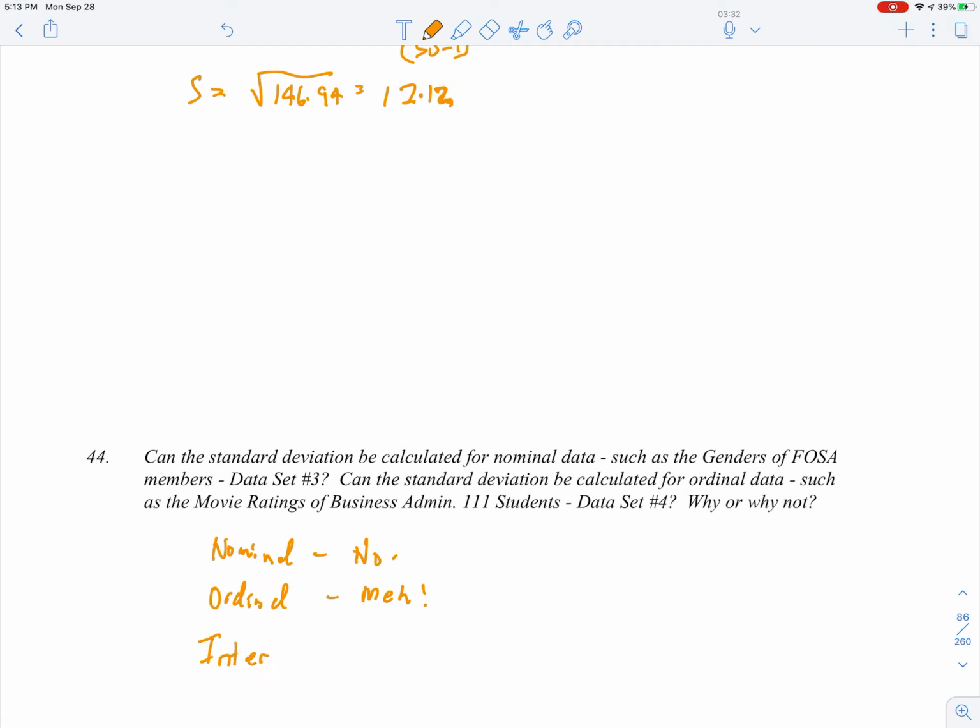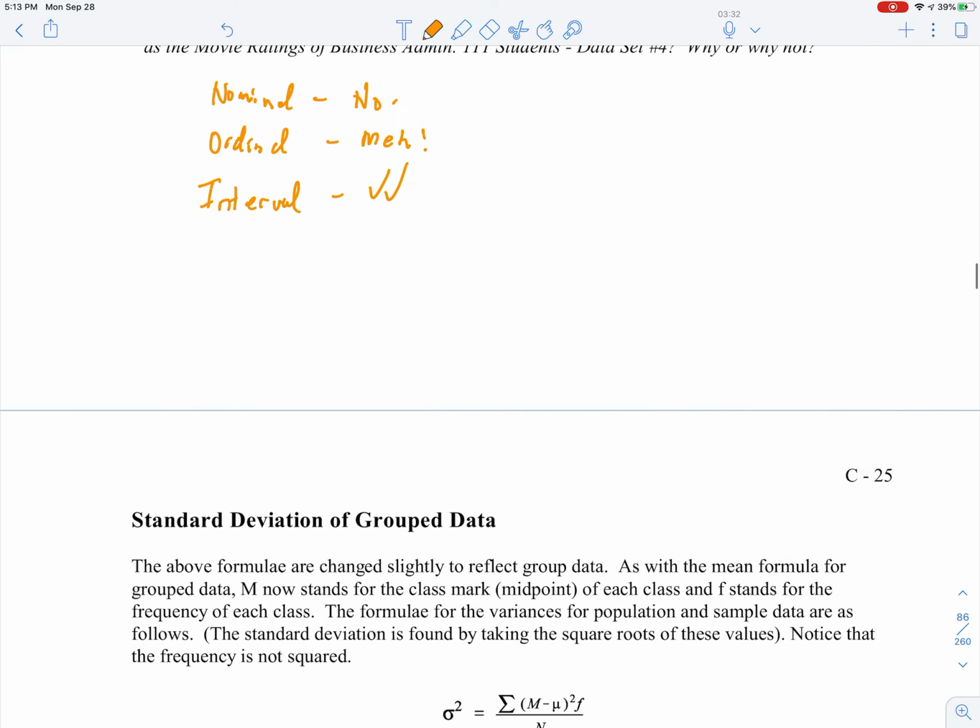For interval data, the answer is absolutely, that's what it's made for. And of course, interval includes ratio data. So that's what we've got there. And that brings us to the end of that. Next, we'll take a look at the standard deviation of group data. So I'll end the lesson here.